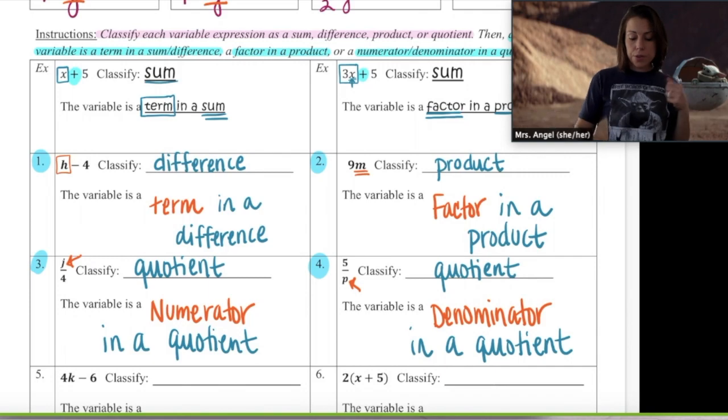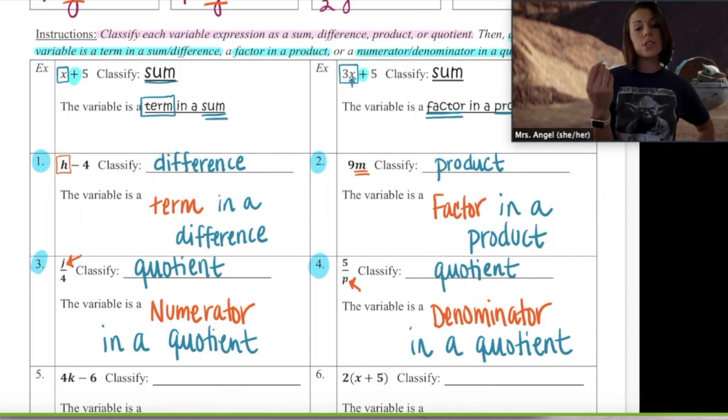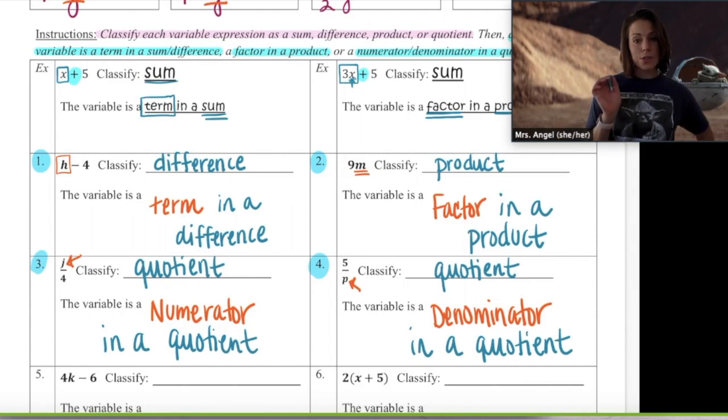How did you do? Looking at number 1, this is a difference, and H is alone, so it's a term in the difference. Number 2 is a product, even though you don't see parentheses, and M is attached to the coefficient 9, making it a factor in this product. Number 3 is a quotient because of the fraction bar, and since J is in the top, J is the numerator in this quotient. And number 4, 5 divided by P is a quotient, but this time the variable P is in the bottom, making it the denominator in the quotient.